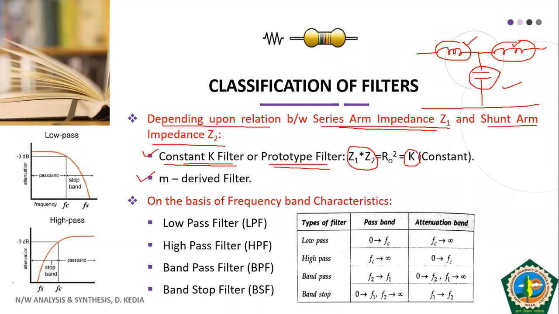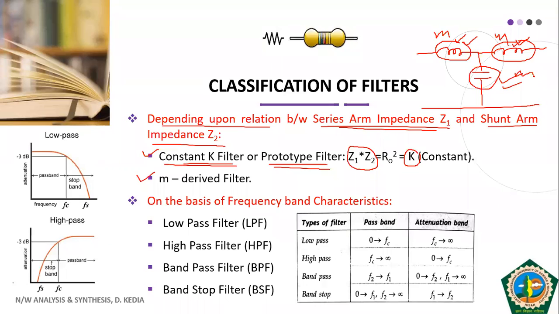Fine, this is one category of filter. Another category of filter is the M derived filter. We'll discuss this later on. Right now, you can assume that M derived filters are somewhat correlated with your constant K filter. The only thing is, the impedances of your series arm and shunt arm will be derived by using a certain factor, and that is known as m. So these series arms and shunt arms will be multiplied by a factor m, and we call them M derived filters.